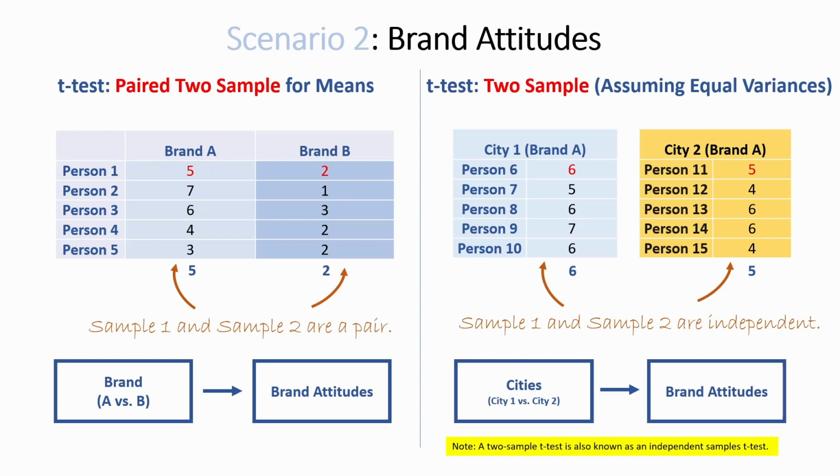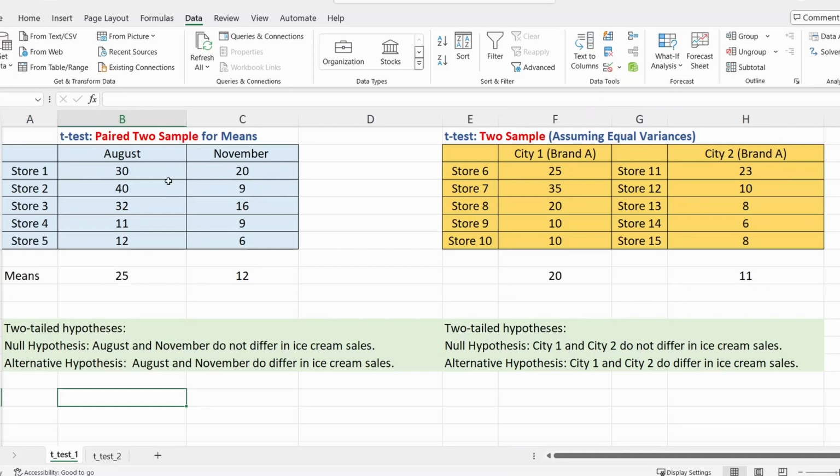Now let's move to Excel, and I'm going to explain how you can do that in Excel. On the left-hand side is the t-test paired two sample. On the right-hand side is the t-test two sample. I also wrote out the two-tailed hypothesis. For the null hypothesis, for the left-hand side example, August and November do not differ in terms of ice cream sales. The alternative is that they do differ. For the right-hand side example, the null hypothesis is that group 1 and group 2 do not differ. The alternative hypothesis is that they do differ.